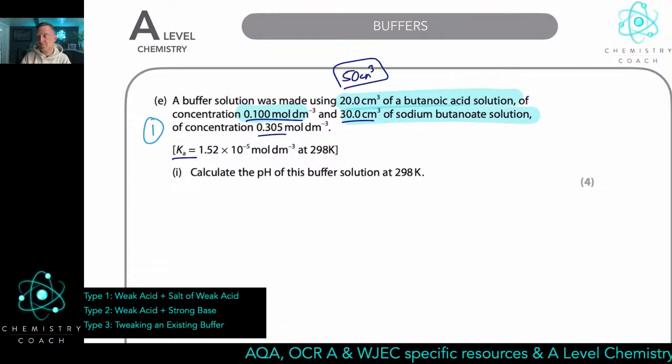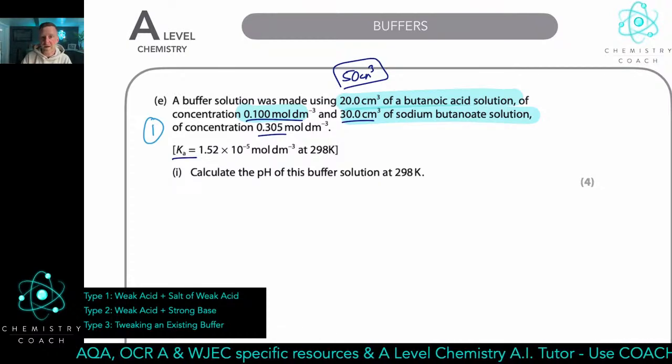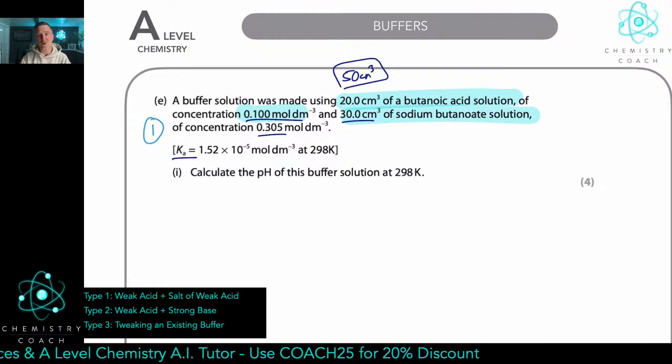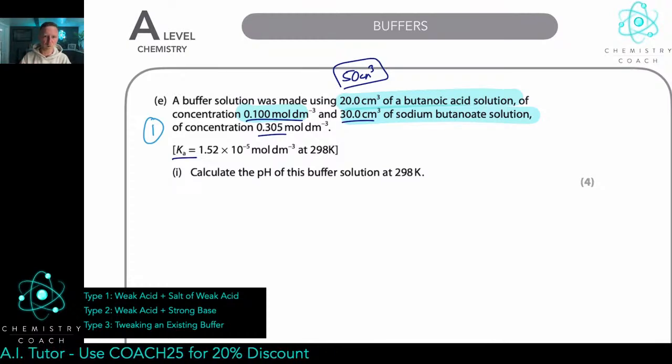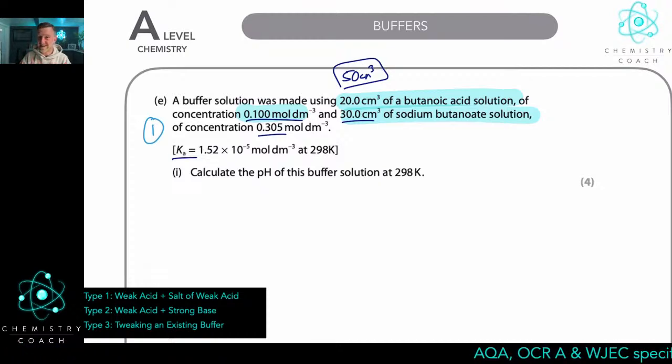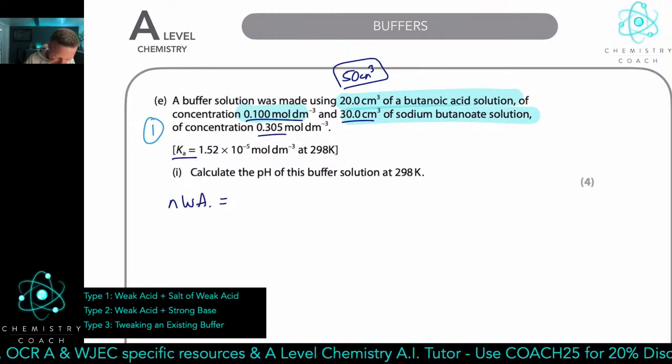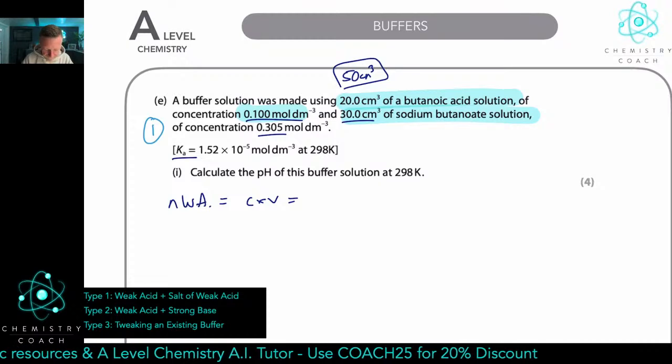Sometimes they add maybe a solid salt to a weak acid solution, in which case the volume is not going to change. But here they're using two volumes, one of the weak acid, one of the salt, both in solution. So we're going to have a new total volume, which we need to take into account. The first thing I'm going to do is find the number of moles of the weak acid, the butanoic acid. So that's conc times vol.